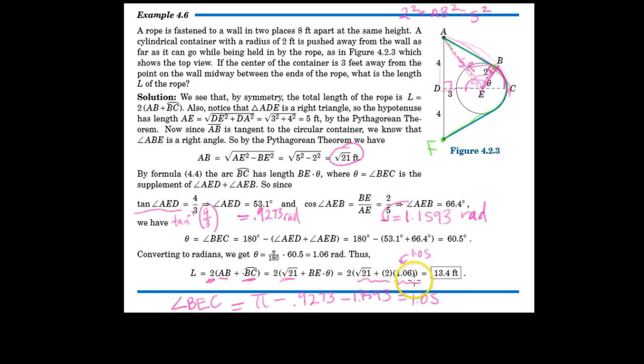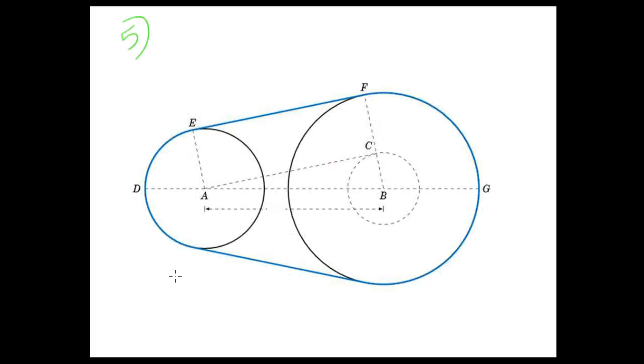And so if you multiply that times, because this is the arc length, BC is arc length, because BE is just the radius, so the radius is 2, and then you have your 1.05 radians, and that gives you the total distance of the rope, 13.4 feet.